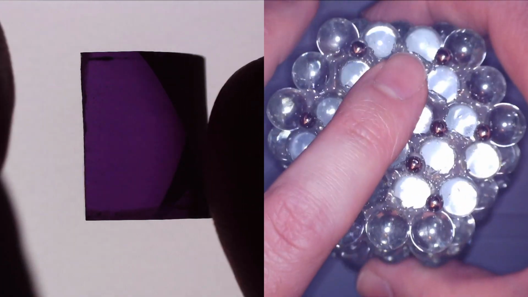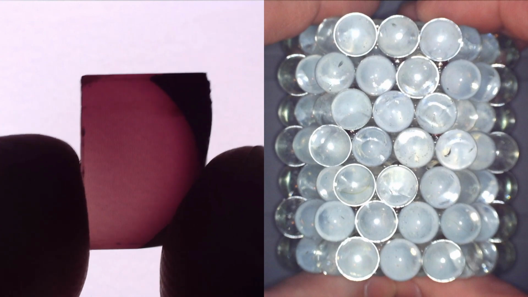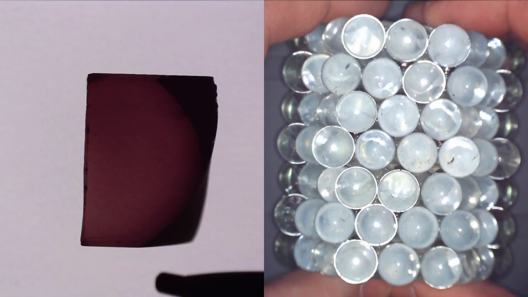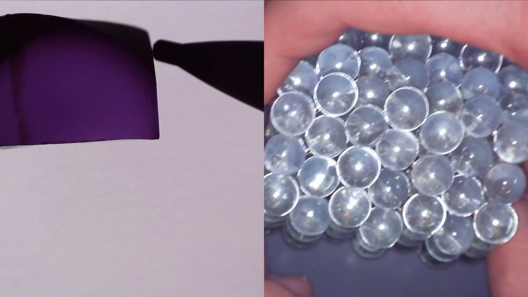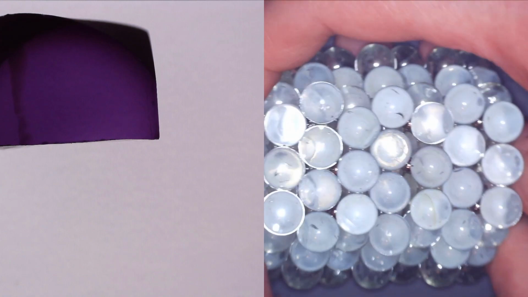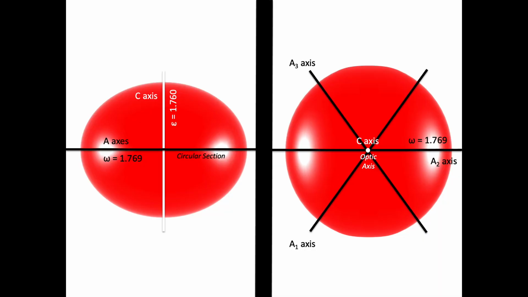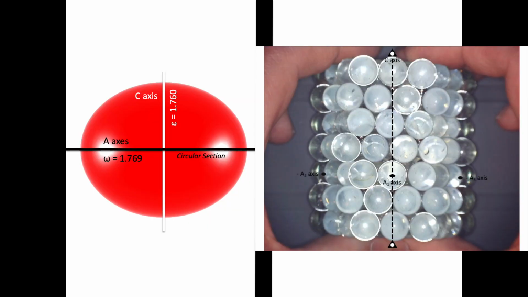When we change the orientation of our crystal such that we're looking down the plane of the A-axis, we can observe the phenomenon of pleochroism as we rotate our crystal from a position associated with refractive index epsilon to a position associated with refractive index omega. We then talked about the optical indicatrix for corundum, which is a three-dimensional representation of these refractive indices, and how the optical indicatrix reflects the microscopic structure of our corundum crystal.